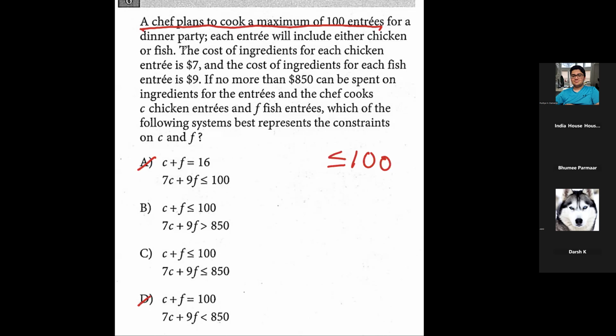And then we're told the cost of ingredients is $7 and $9, so 7C and 9F. And if no more than 850 can be spent, that means they have to spend less than or equal to 850, because they can't spend more than 850. So that would not be this, it would be less than or equal to 850, so the correct answer is choice C.